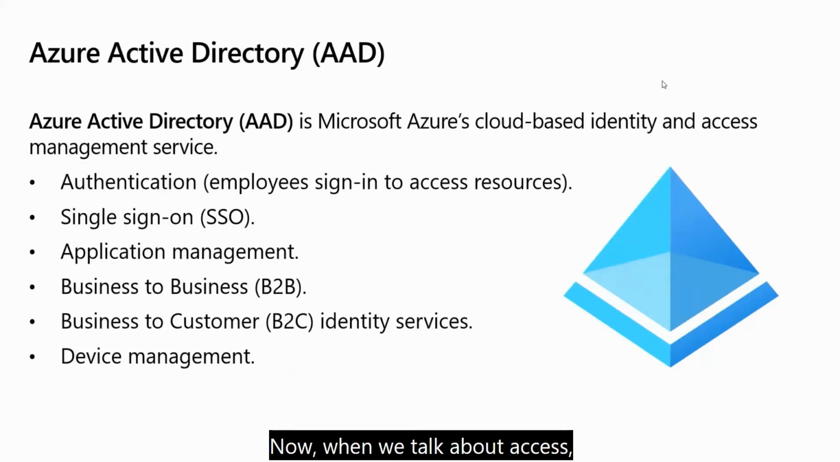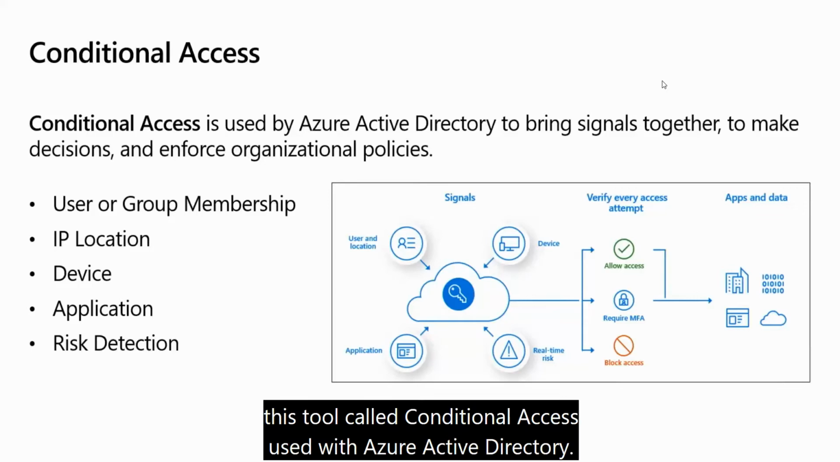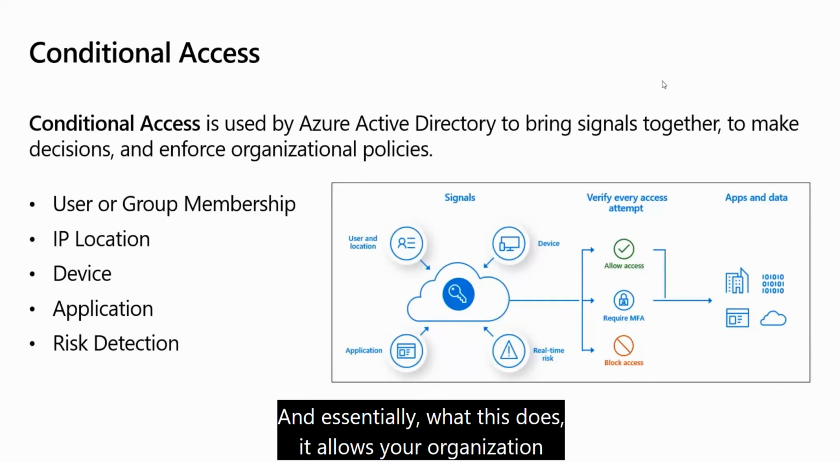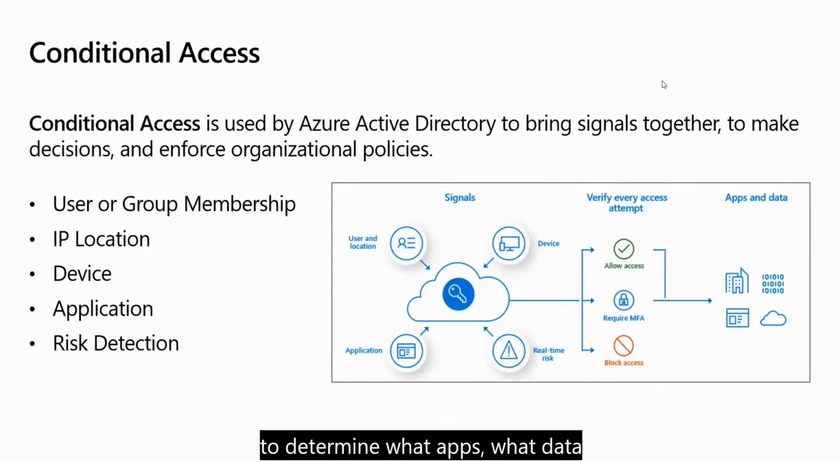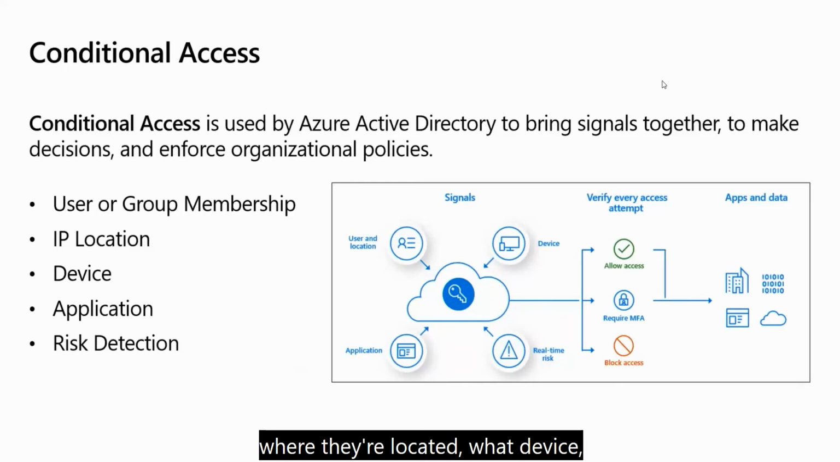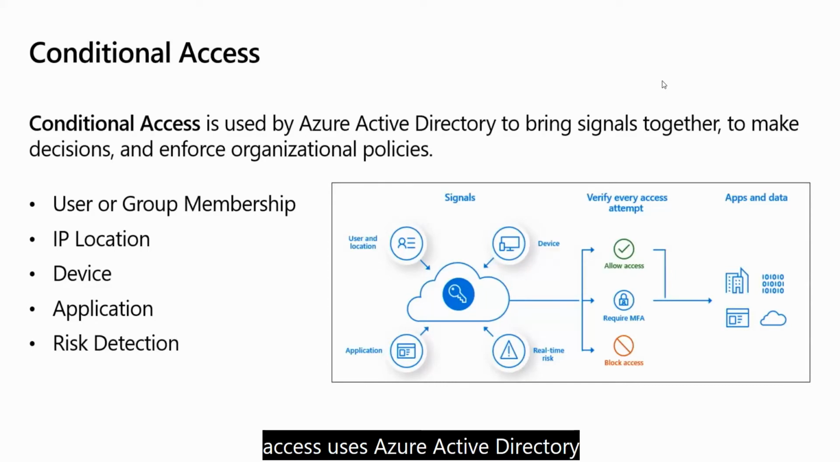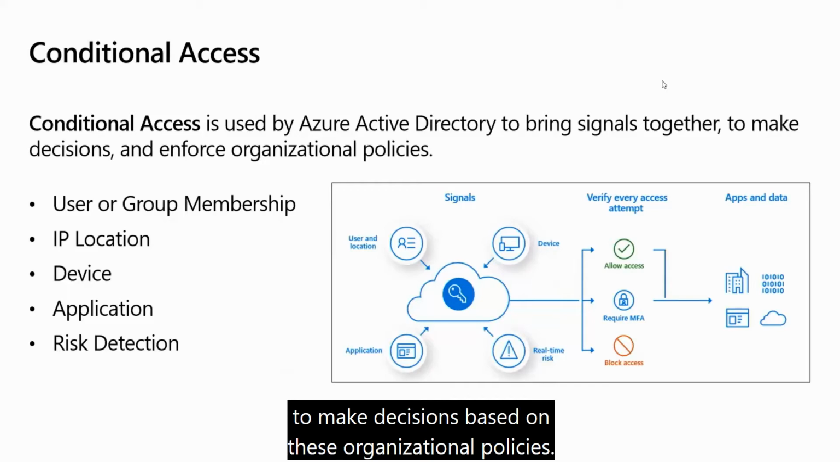Now, when we talk about access, we have this concept or this tool called conditional access used with Azure Active Directory. Essentially, it allows your organization to use different identity signals to determine what apps and data users can access, depending on the type of user they are, their group membership, where they're located, what device, the application, and if there's any type of risk. So conditional access uses Azure Active Directory to make decisions based on these organizational policies.